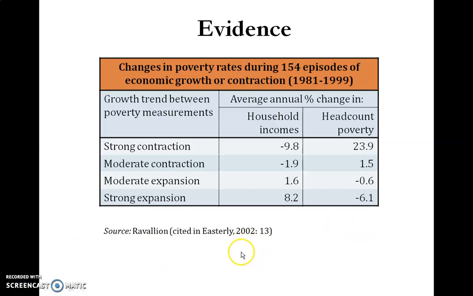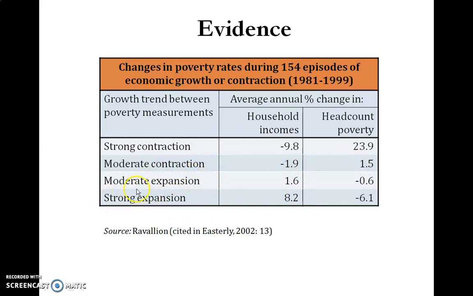This table cited by Easterly clearly shows what happens when the growth trends differ, whether strong or moderate, and what the impact is on changes in household incomes and headcount poverty. So when we have a strong contraction of an economy, you can see how this negatively impacts household incomes and also negatively impacts headcount poverty, which increases. Likewise, a moderate contraction also has that negative impact, but to a lesser degree.